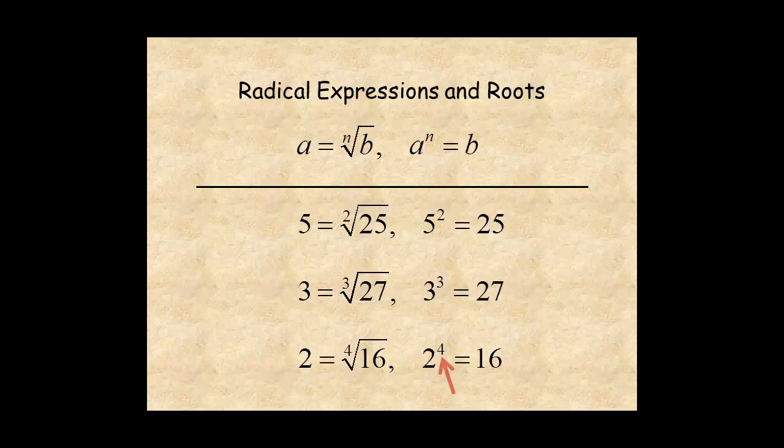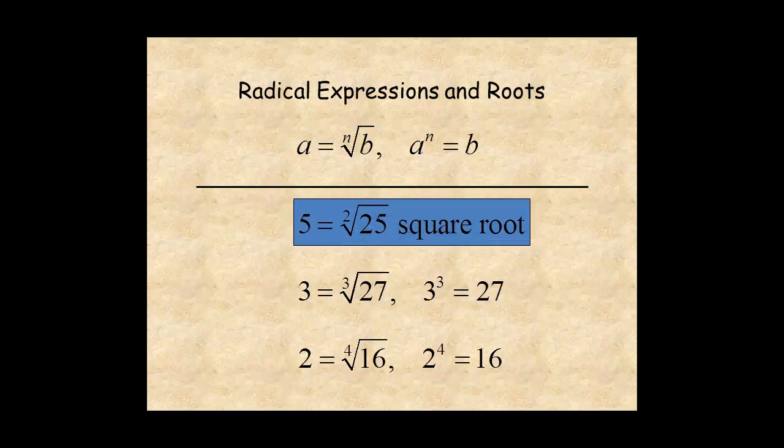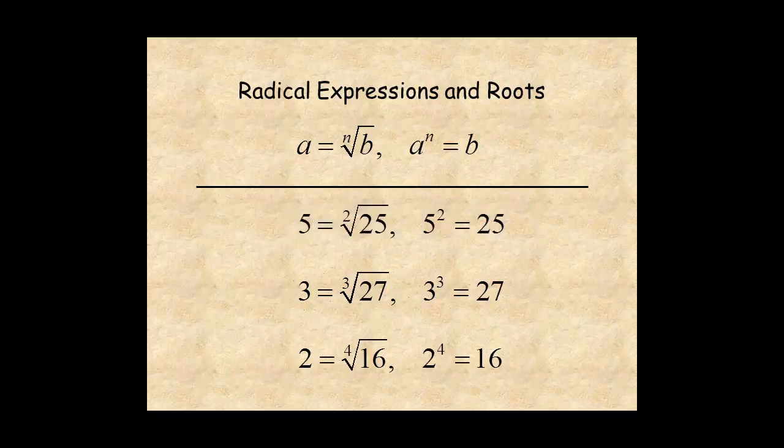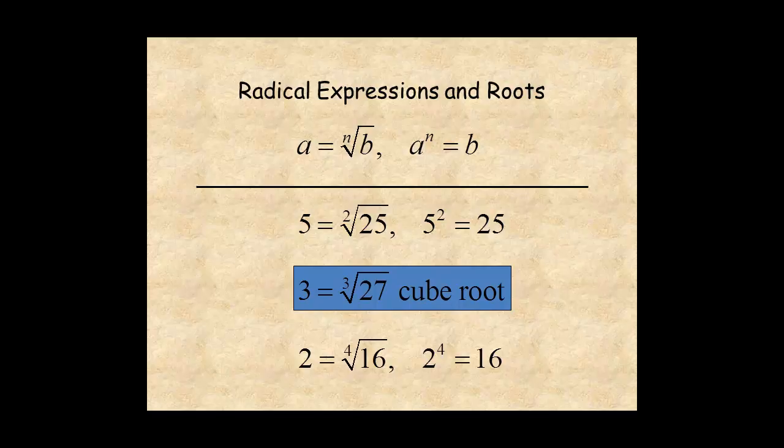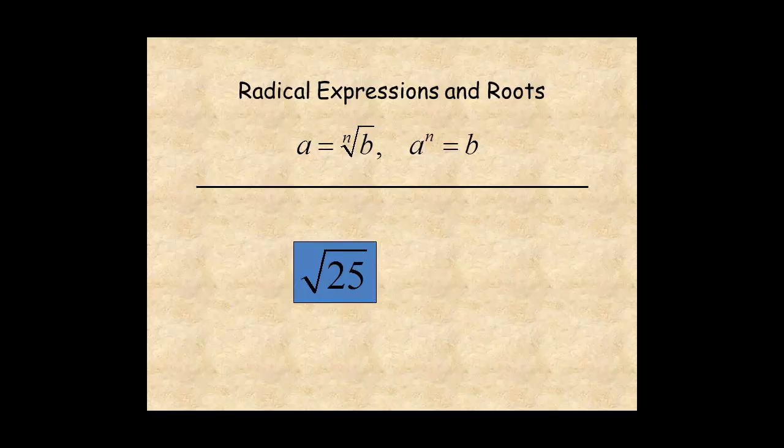Also, second roots are often called square roots, and third roots are often called cube roots. Finally, sometimes you might see a radical without an index. In this case, you can assume the index is 2.